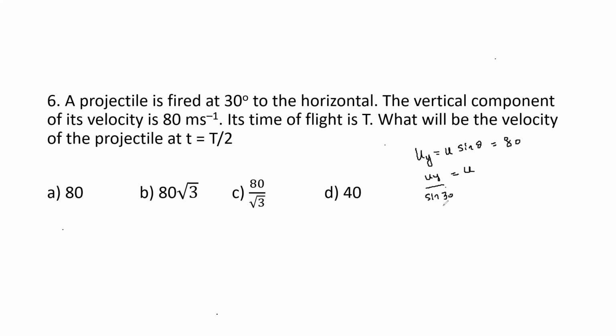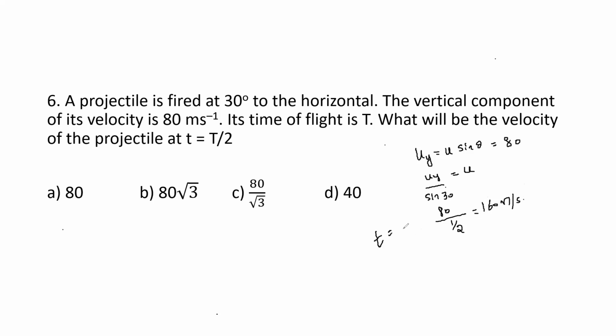They have specified the value here. Uy value is 80, divided by 1 by 2, that is nothing but 80 into 2, which is 160 meter per second. That is the value of u here. At half of the value of time of flight, at that position, the particle possesses only the horizontal component of velocity.